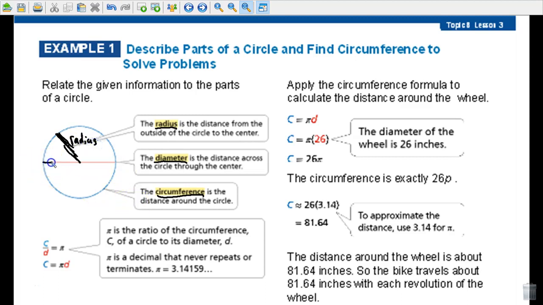This full length line from one side of the circle to the other side of the circle is the diameter. The diameter is the distance across the circle through the center. This whole entire circle, the whole outside, is the circumference. It's the distance around the circle. Circumference.